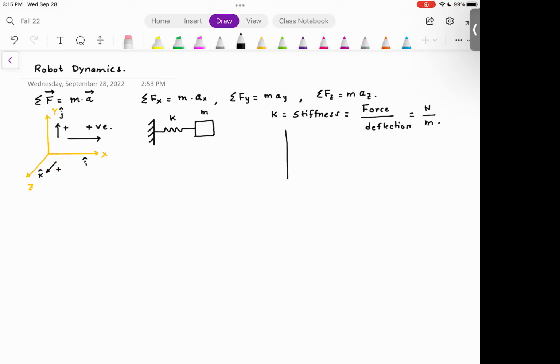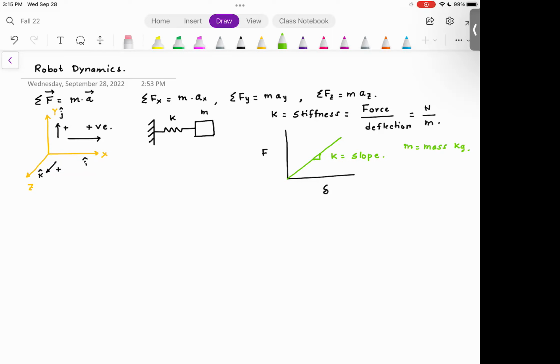And this relationship sometimes is expressed on a force versus displacement diagram. For a linear spring, this is a straight line. And this ratio is called K, or stiffness. So this is the slope. Now M stands for mass, and that is given in kilograms.